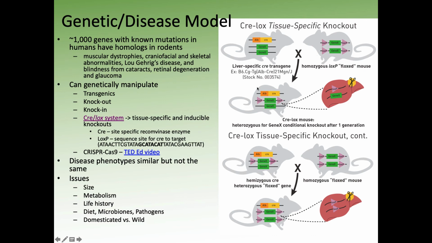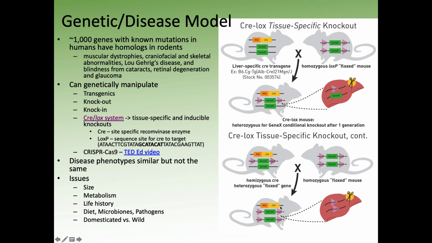What happens is you breed these together, and you end up with one copy of your liver-specific Cre transgene and one copy of the LOXP genes. You then mate this mouse with another mouse, and now you've got two copies in about 25% of your offspring, per your little Punnett square. You're going to have mice that are homozygous for both the floxed LOXP sites, as well as the liver-specific Cre enzyme.